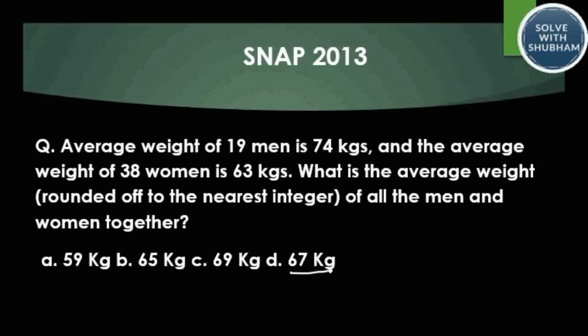So two groups are there. We are finding out the total weight of the respective groups. Then we add it to get the total weight of the entire group, divided by the number of people.